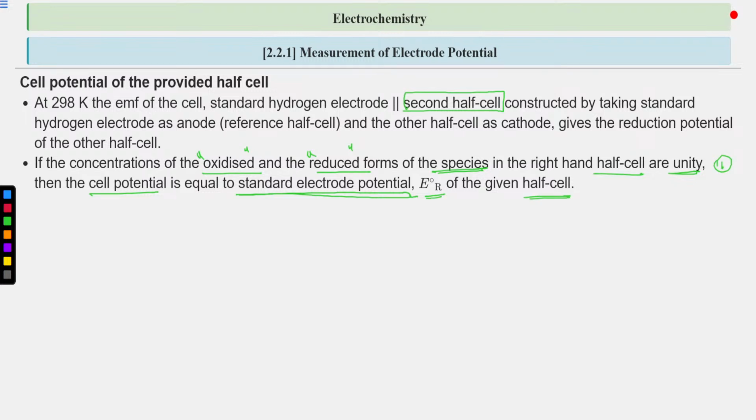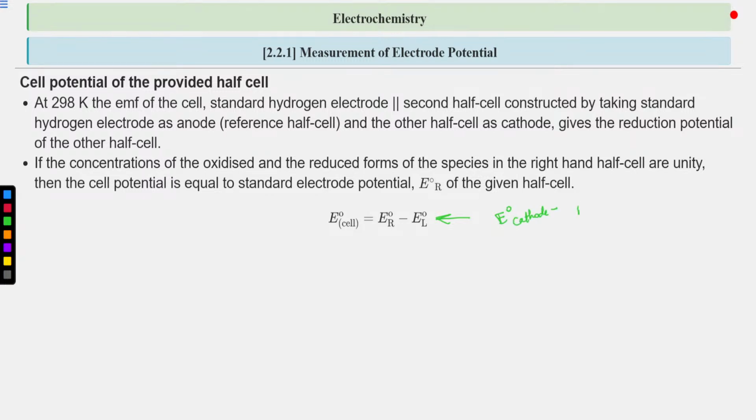Okay, so if you want to find out the E naught of the cell, that means the standard electrode potential, it will be E naught R minus E naught L, right? The standard potential for the right electrode minus the standard electrode potential for the left electrode. This is the formula for determining the E naught of the cell. Okay, in other form it can also be written as E naught of cathode minus E naught of anode. This is the other form you can say.